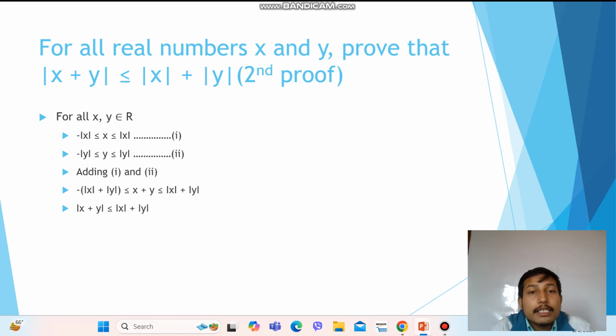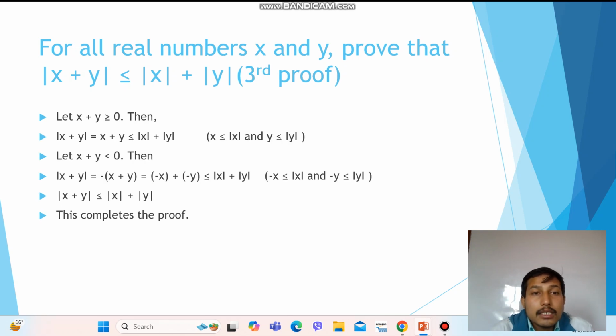Now let's move on to the second proof, which says that for all x, y belonging to real numbers, minus modulus of x is less than or equal to x is less than or equal to modulus of x, which is the first equation. Similarly, in the second equation, we take that minus modulus of y is less than or equal to y is less than or equal to modulus of y. After adding 1 and 2, we get minus modulus of x plus modulus of y is less than or equal to x plus y is less than or equal to modulus of x plus modulus of y. So we can say that modulus of x plus y is less than or equal to modulus of x plus modulus of y.